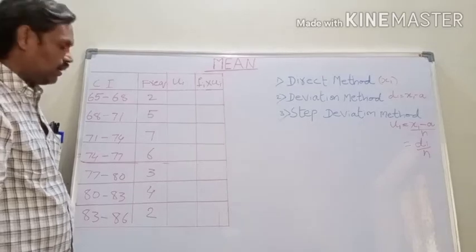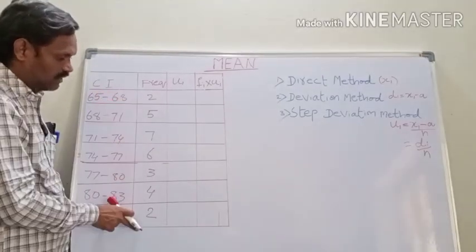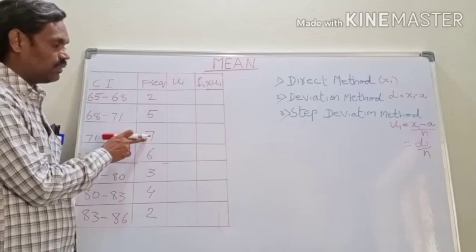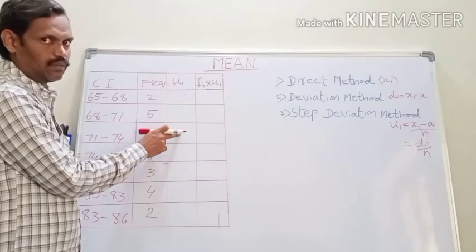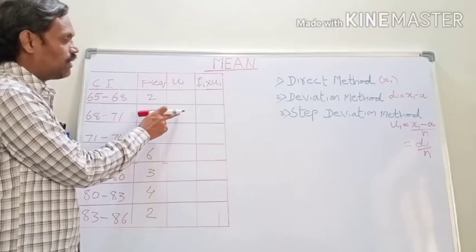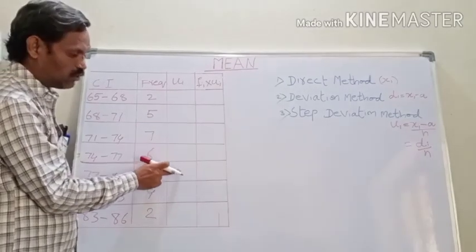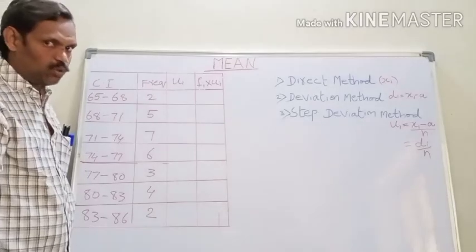In general, we find the highest frequency. Here what is the highest frequency? 7 is the highest frequency. So we will take 0 here. The values above become minus 1, minus 2. Below 0 they become plus 1, plus 2, plus 3, plus 4, like this. But I am not going through that method.